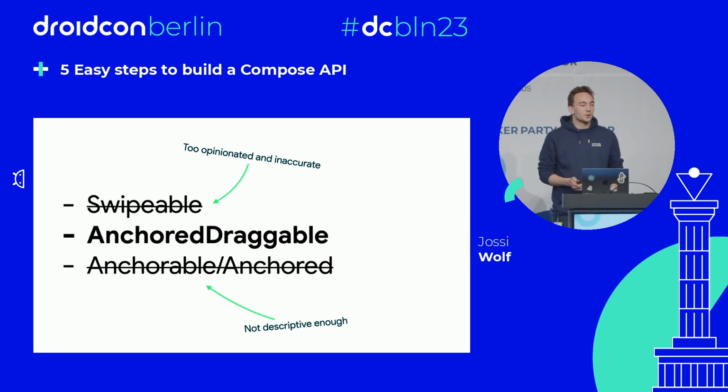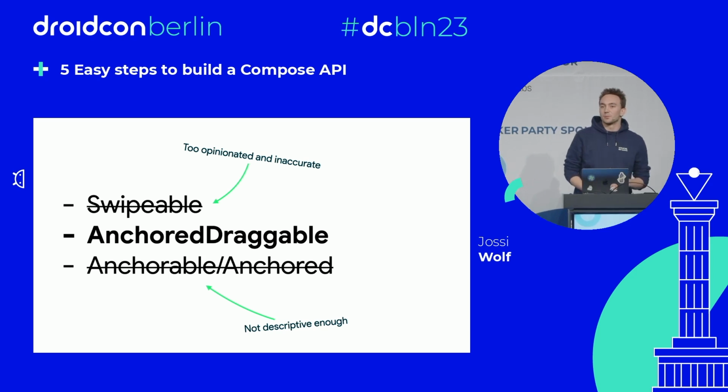It's not really descriptive enough. It tells you about anchors, but what about the whole interaction thing, right? So it makes sense to go for something that combines this. So there would have been anchor swipeable, or anchor swipeable, or anchor draggable, or anchor draggable.